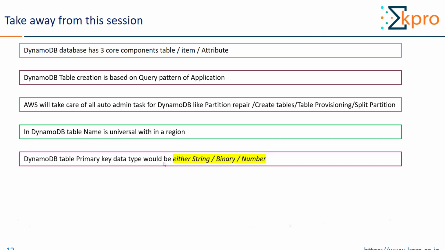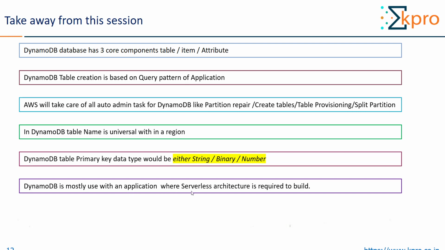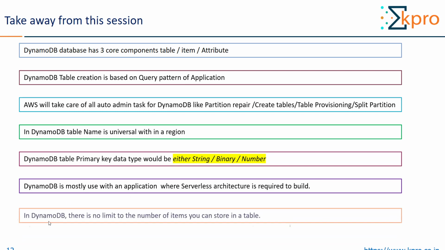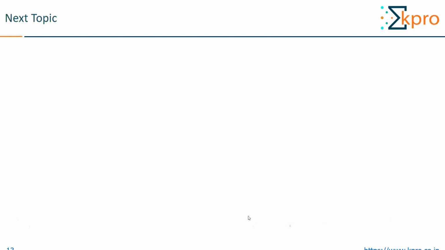DynamoDB table primary key data type would be either string, binary or number. So if you are planning to create a DynamoDB table and you want to put a layout on paper, try to choose a column or an attribute where the data type is either string, binary or number. Then only you can create a primary key. DynamoDB is mostly used for applications where a serverless architecture is required. This is the most common use case. In DynamoDB, there is no limit on the number of items you can store in the table.